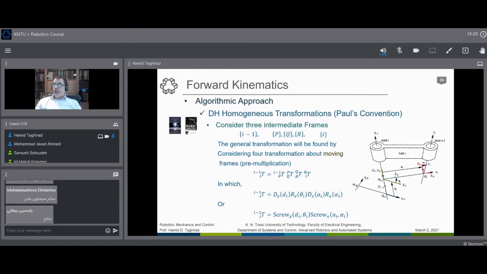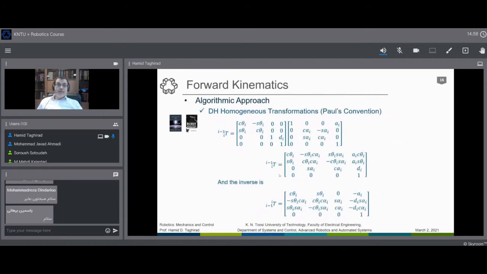What we talked last time was that regarding the most general form of a link, we can assign some frame to it. We call it the Denavit-Hartenberg convention, or Paul convention. And then we have 4 parameters that can be extracted from the Denavit-Hartenberg frame assignment. By doing that, we can find a general transformation from one frame to another frame, considering that this link has all these 4 parameters available.